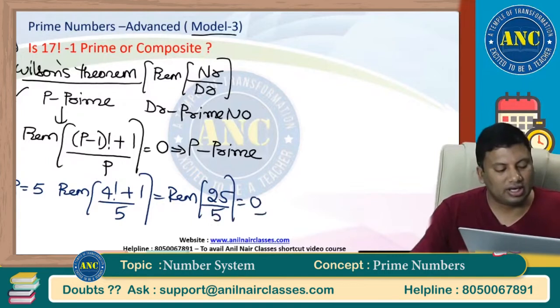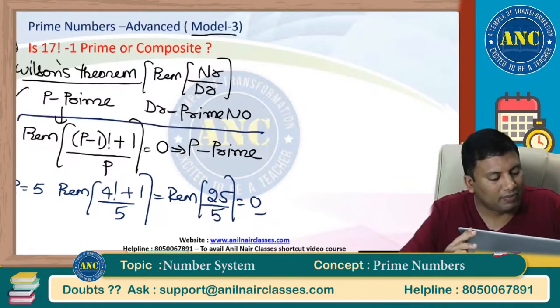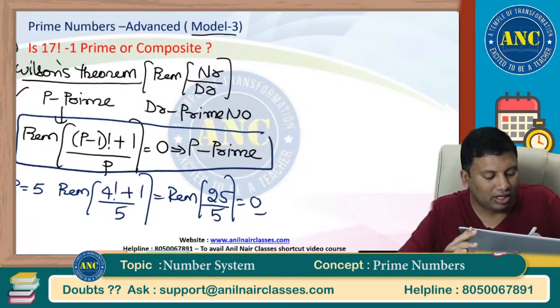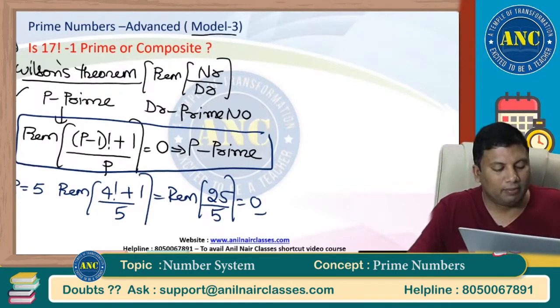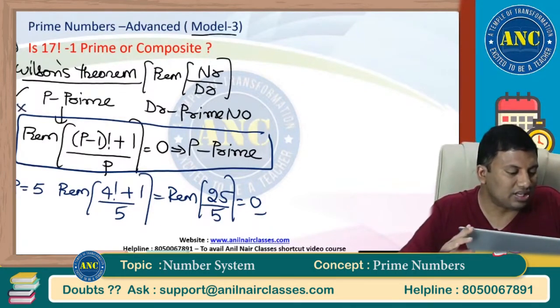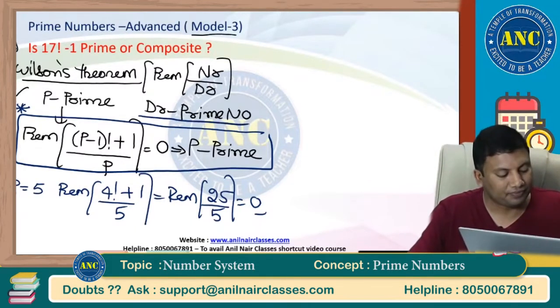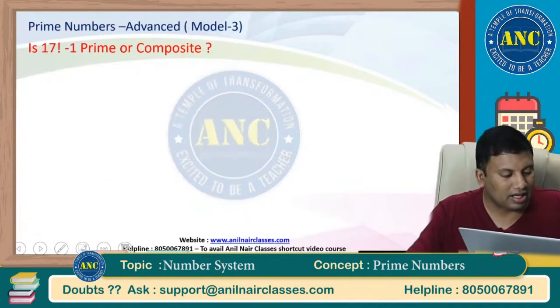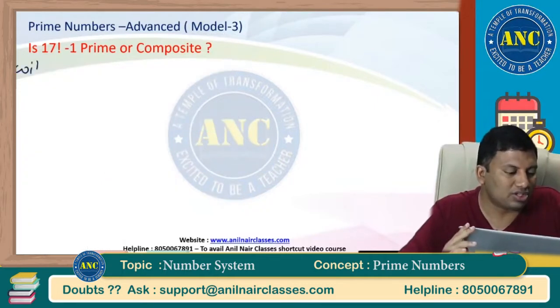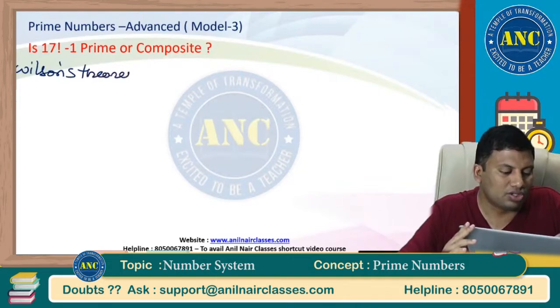As long as the denominator is a prime number, when p minus 1 factorial plus 1 is divided by p, the remainder will be 0. This is Wilson's theorem. Wilson's theorem is used when the denominator is a prime number. There are some beautiful conclusions based on Wilson's theorem.